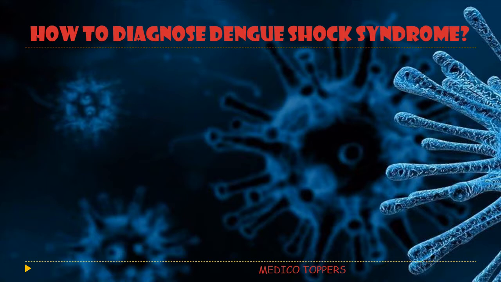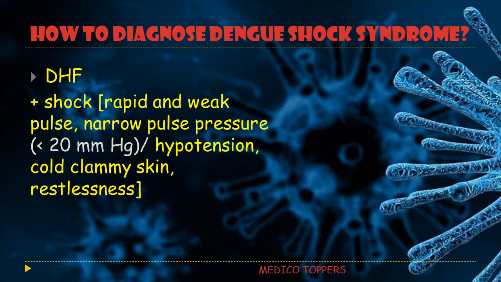So now let's see how to diagnose dengue shock syndrome. First, there will be features of dengue hemorrhagic fever. Along with that, we can see a few other symptoms. Those are shock, which will have rapid and weak pulse, narrow pulse pressure, that is less than 20 mmHg, or hypotension. There might be cold clammy skin and restlessness.